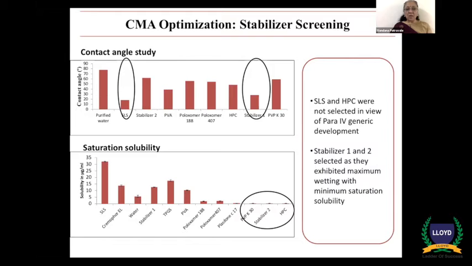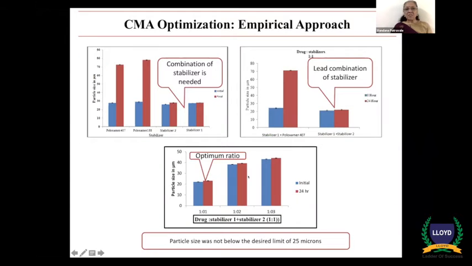So we wanted stabilizers in which the drug is not soluble, because it's a suspension, right? You want a suspension. So HPC did perform well here, but we had 2-3 stabilizers in which the drug was not soluble. So we don't want the drug soluble in these stabilizers. At the same time, we want that it should be able to wet these systems. So we selected stabilizers 1 and 2.